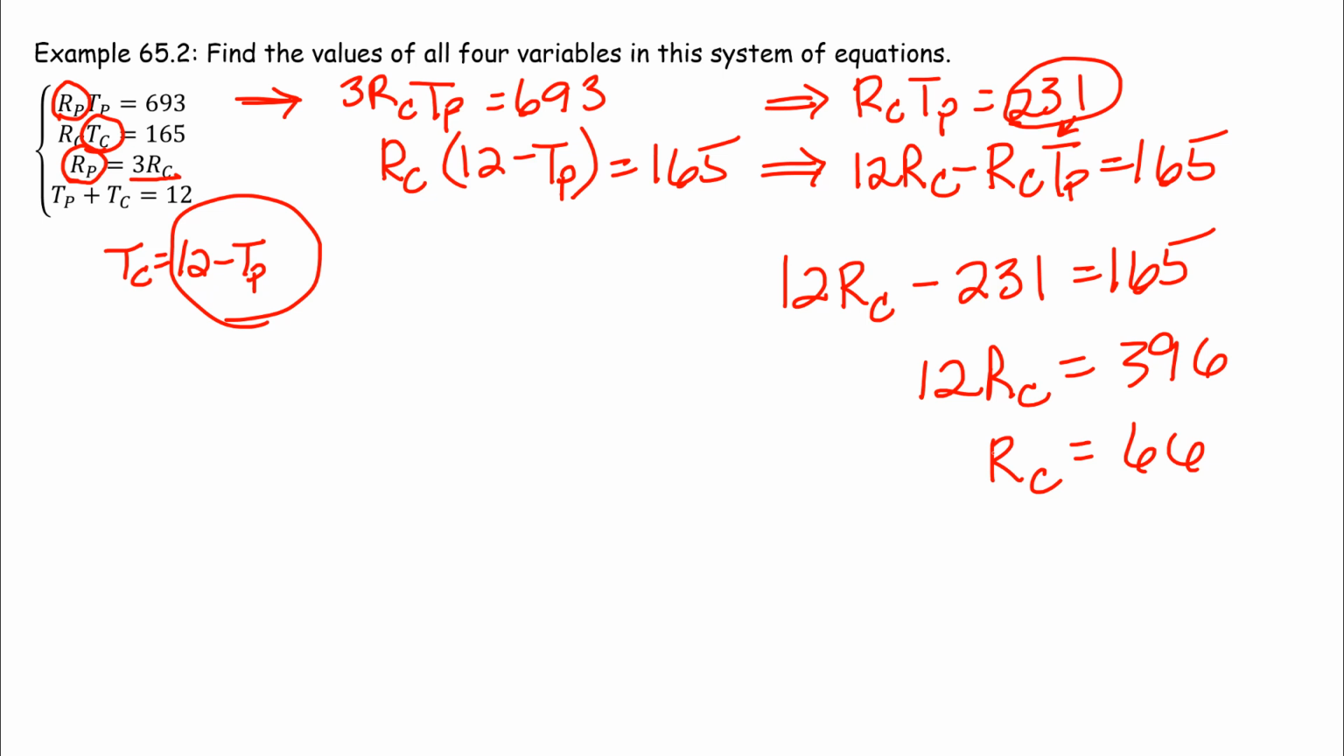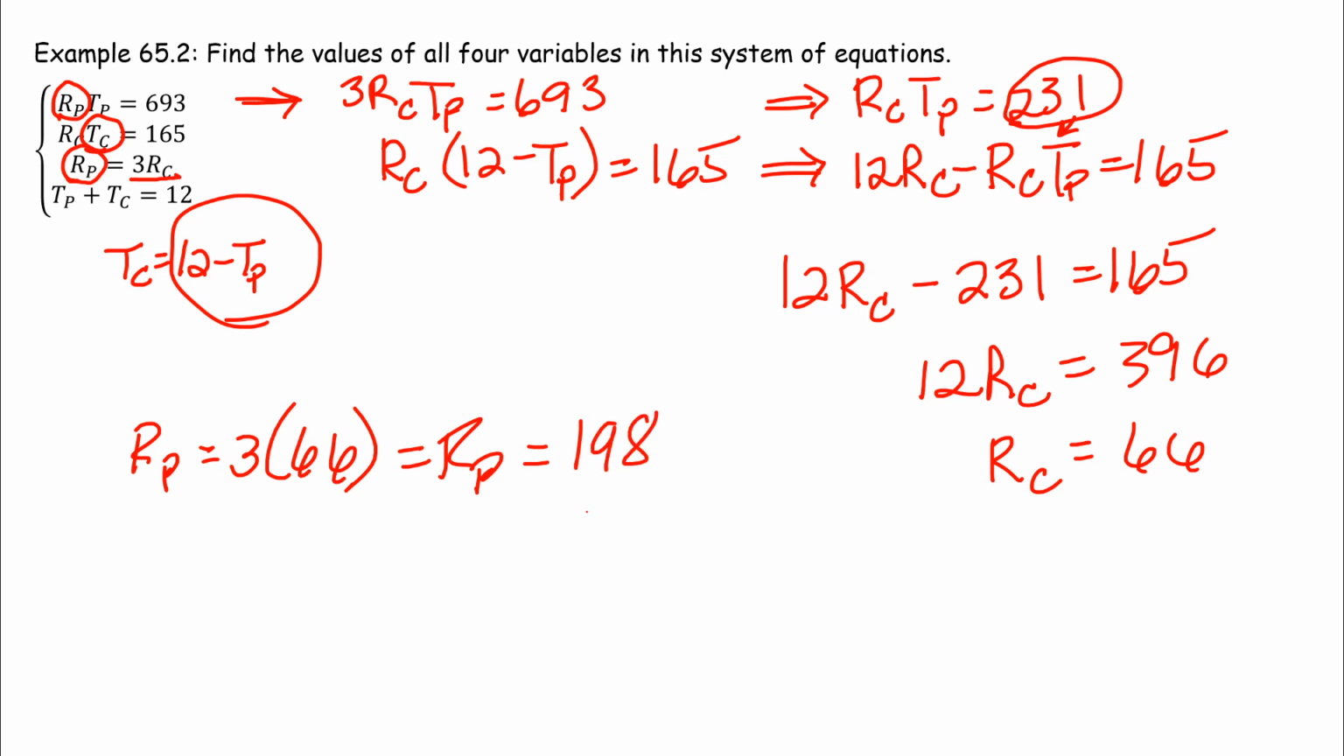So r sub c, I can plug that into the second equation. And that equation says r sub p is equal to 3 times r sub c. So that's 66. So r sub p is equal to 198. And now I can take r sub p and plug it into the first equation. So I'm going to have 198 times t sub p is equal to 693. So t sub p is 693 over 198, which is 3.5.